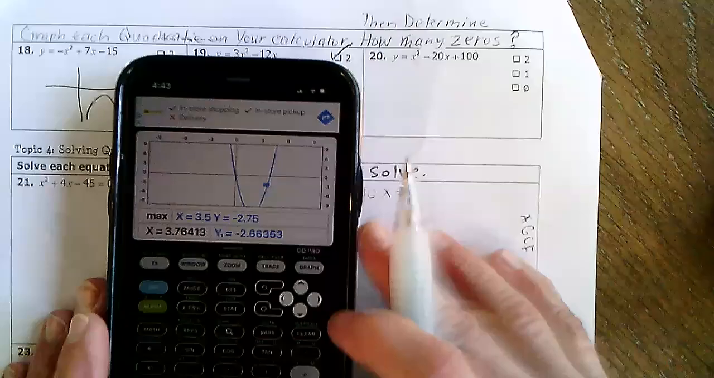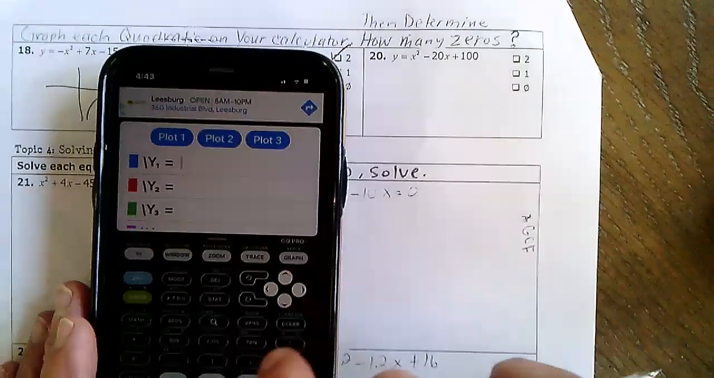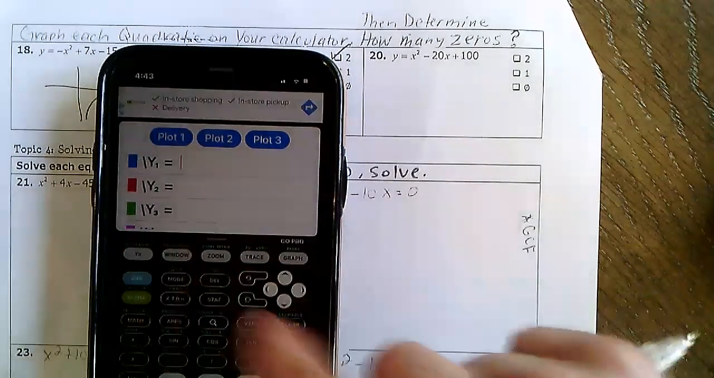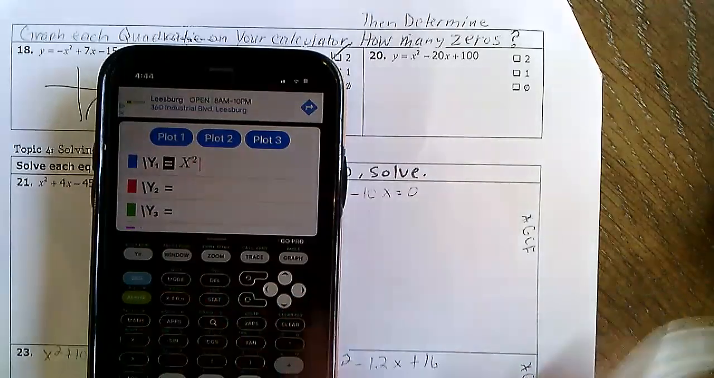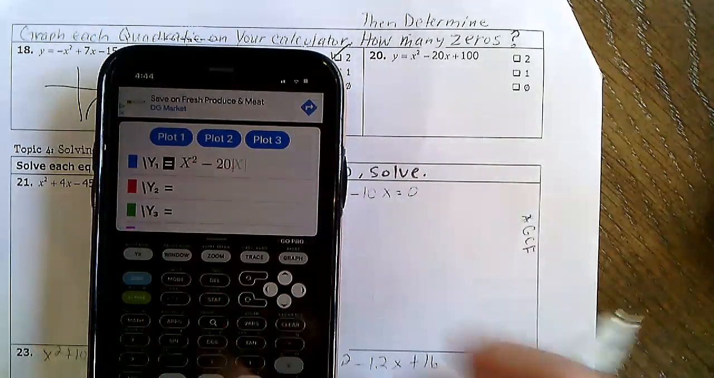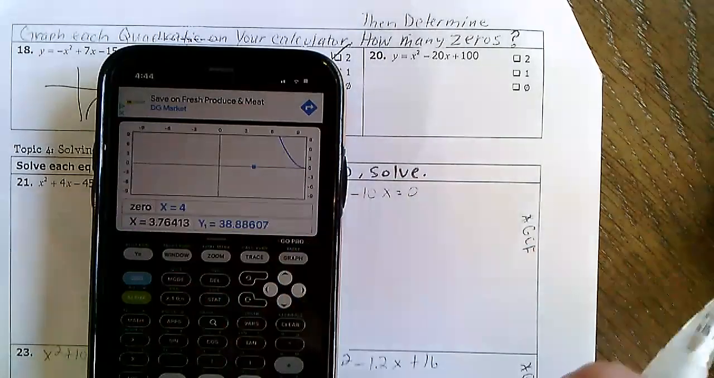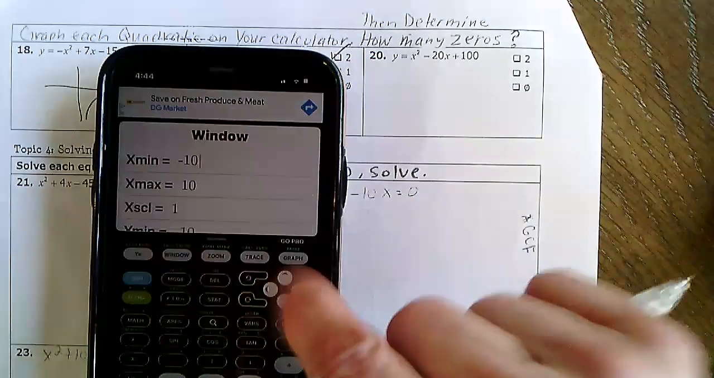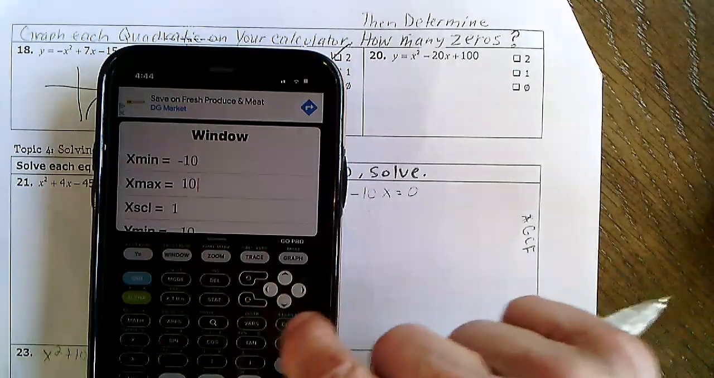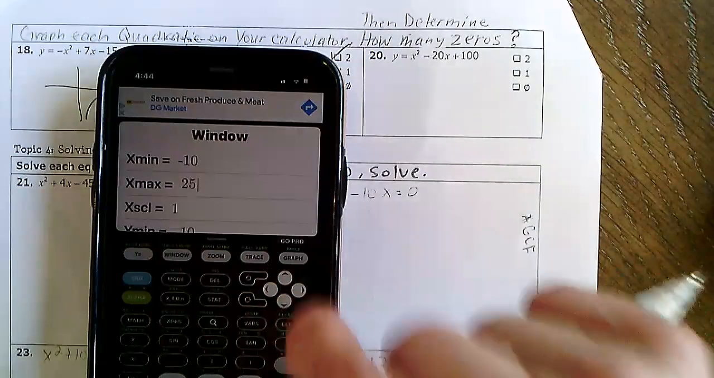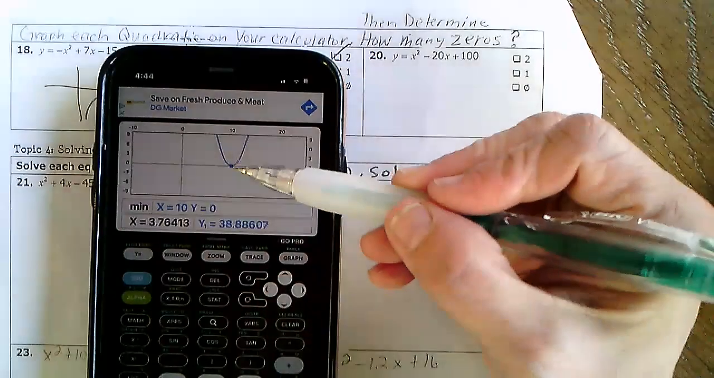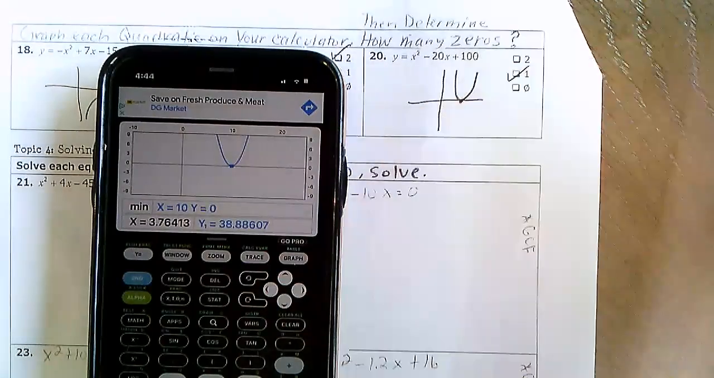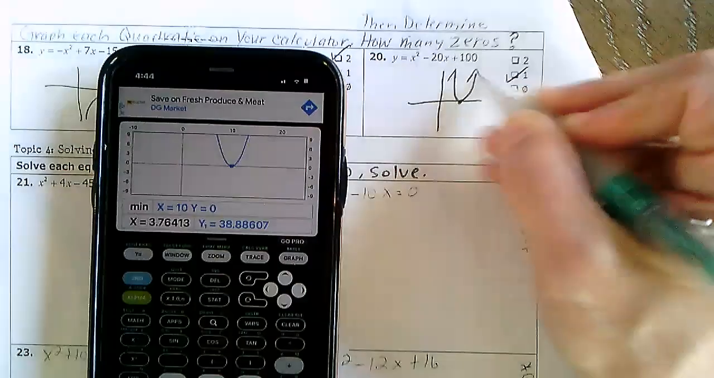All right, and then this number 20, we have y equals x squared minus 20x plus 100. All right, that one I can't really see right there. So I need to make my window go bigger. Let's go up to 25. Okay, now it looks like it touched it one time. So it has 1 zero. Boom, it touched it and bounced off right there. And then that's your problem.